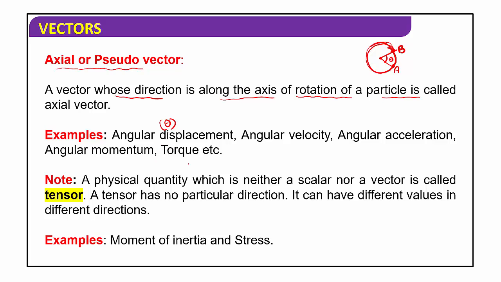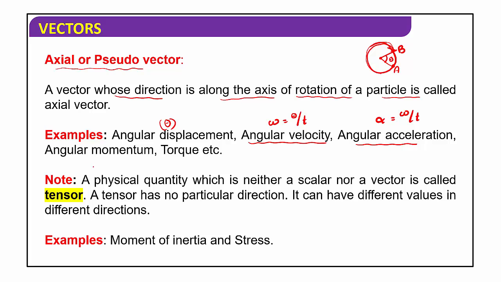Similarly, angular velocity. Angular velocity is denoted by omega. Omega equal to theta divided by t. That is rate of change of angular displacement. Then angular acceleration is denoted by alpha. Alpha equal to omega divided by t. Omega means what? Angular velocity. Angular velocity with respect to time, that gives angular acceleration.